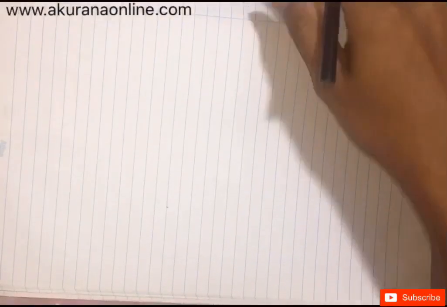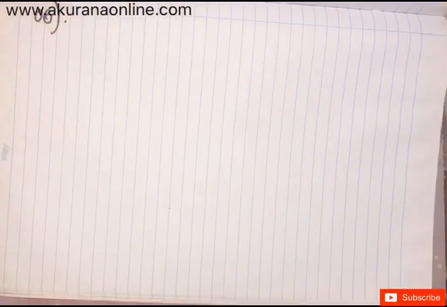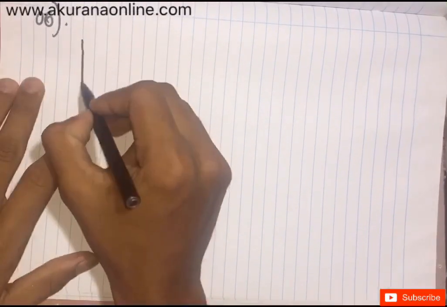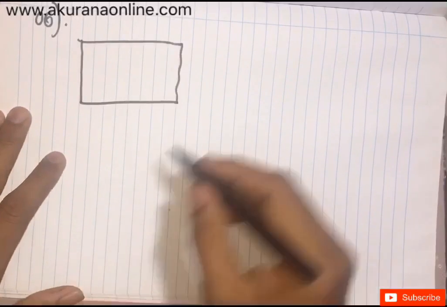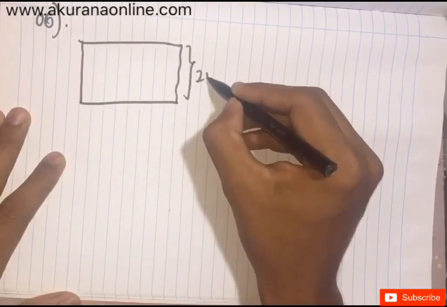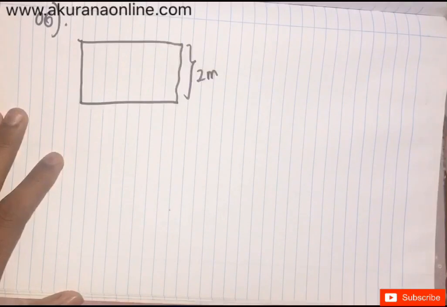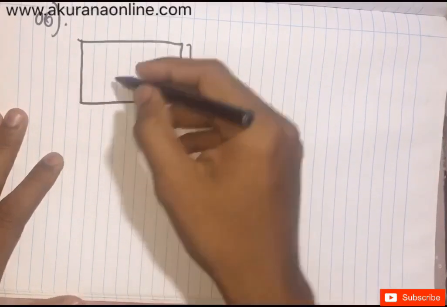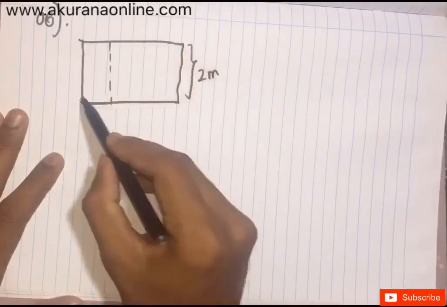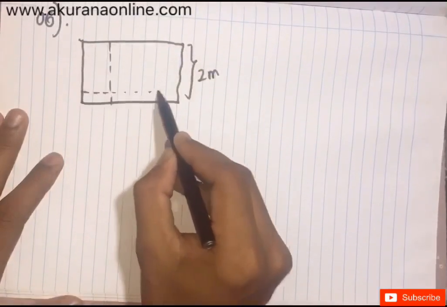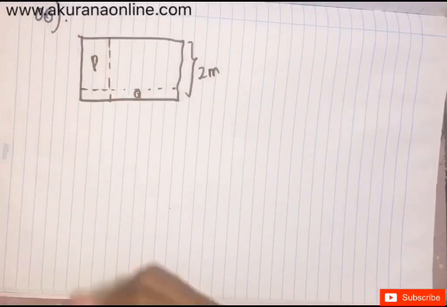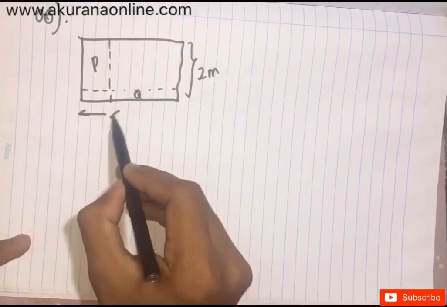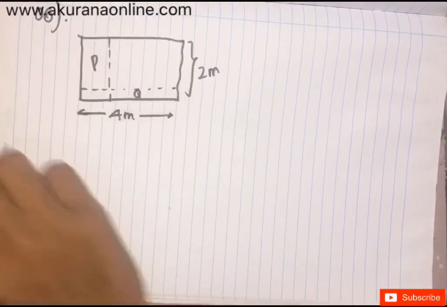Let us check the next question, the sixth one. It's the quadratic equation. Okay. A question. Let me draw the diagram. A rectangle is given. This total length they have given as 2 meters, I guess. Yeah, meters. Also this part, they have said something. This is P, this is Q. Also this side the length is equal to 4 meters.